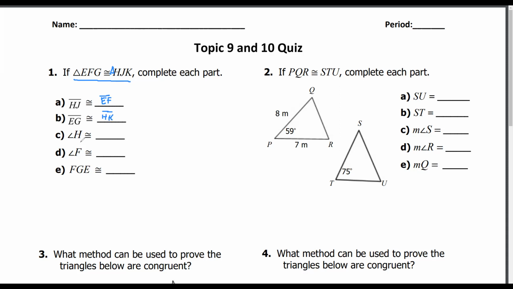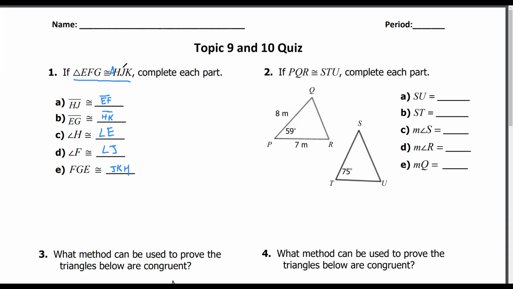Good. Okay, what about angle H? Well, angle H is the first letter, so that's going to match up with angle E. Then angle F is the second letter, so that's going to match up with angle J. And then FGE, that could be an angle or a triangle of its own, right? That is FGE, the second, third, first letter, so it's going to be JKH. And there you go. Pretty fast, right?